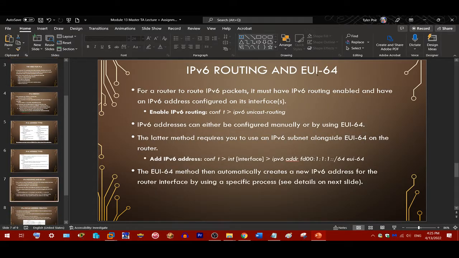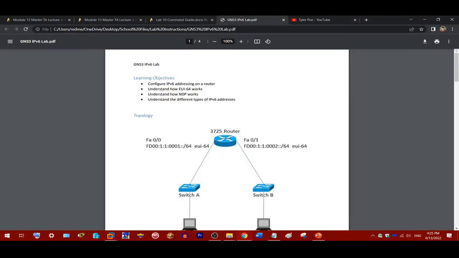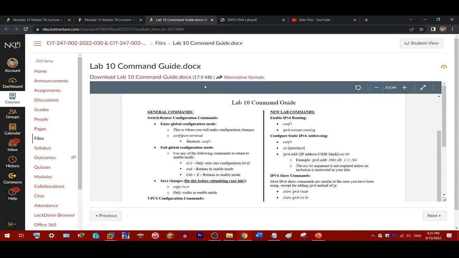IPv6 routing and the EUI-64 protocol. For a router to route IPv6 packets, it must have IPv6 routing enabled and have an IPv6 address configured on its interface or interfaces. To enable IPv6 routing, you do conf t and then you just type this command, ipv6 unicast-routing. If you look here, in my command guide, I actually include that command there for you.